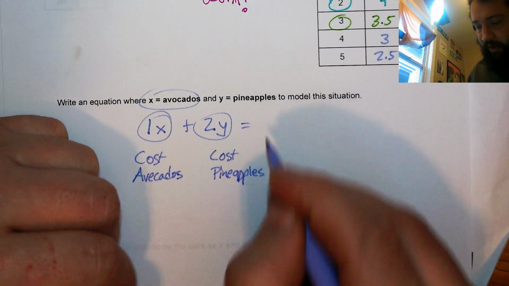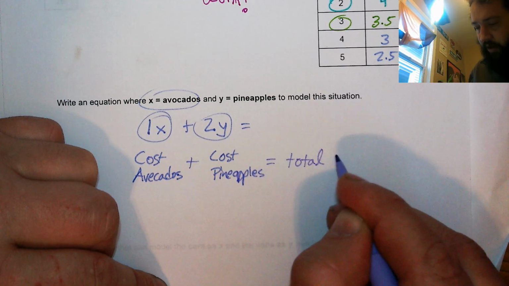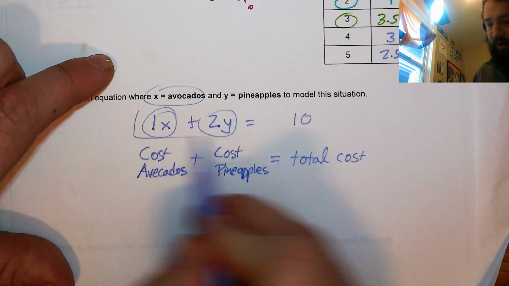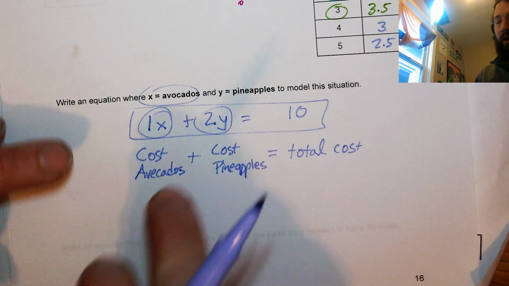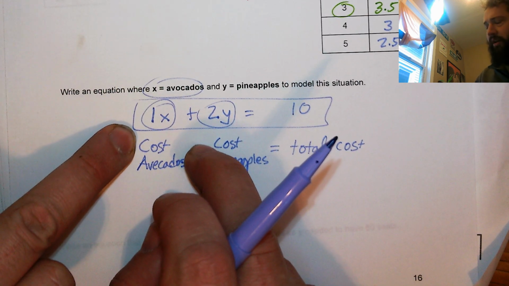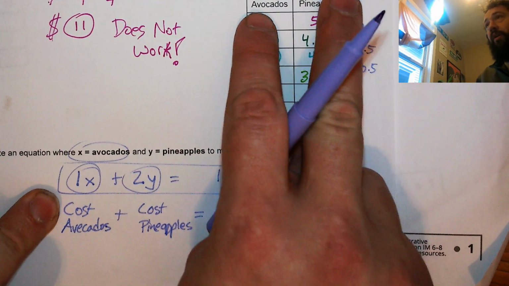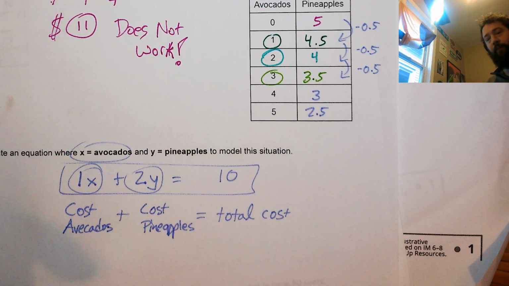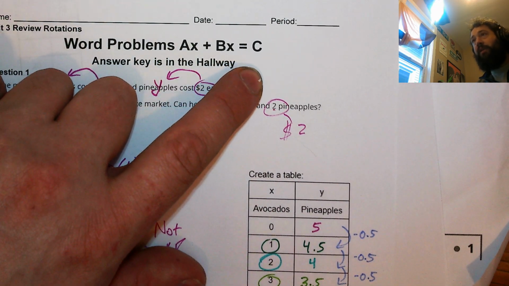And this should equal my, well, if I add these two together, it should equal my total cost. And I know my total cost is 10. So this would be the equation that I have that would be a shortcut. This is similar to the plug it in lesson, and we could plug all these values into this x and y, and they will equal 10. All right. So that is our Ax plus By equals C example.